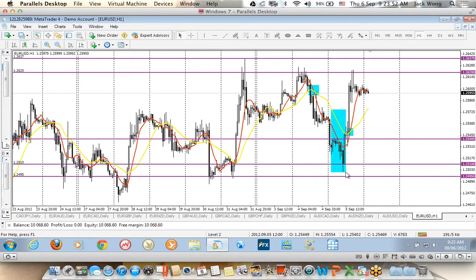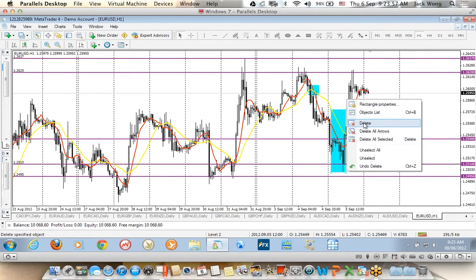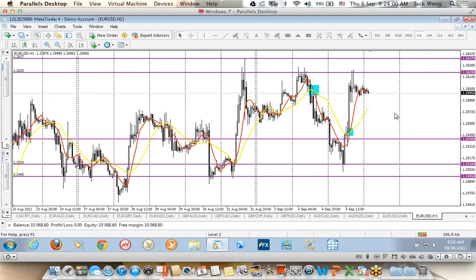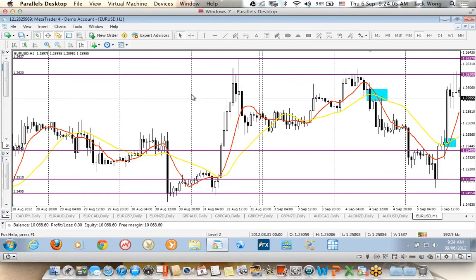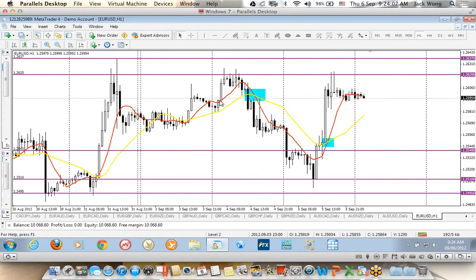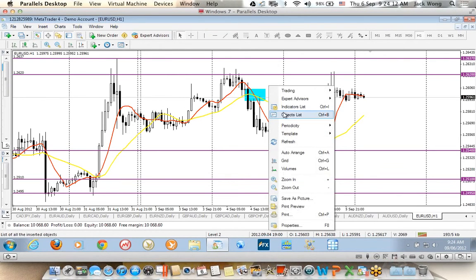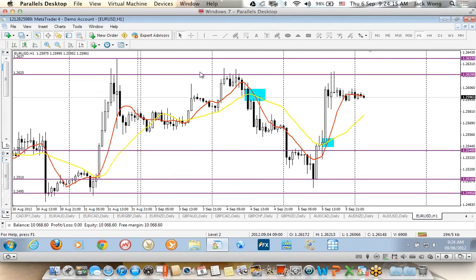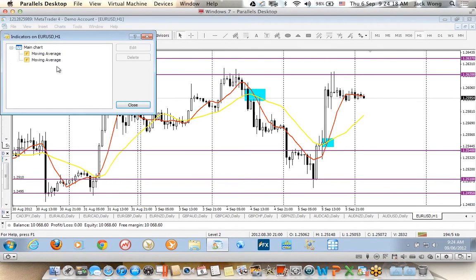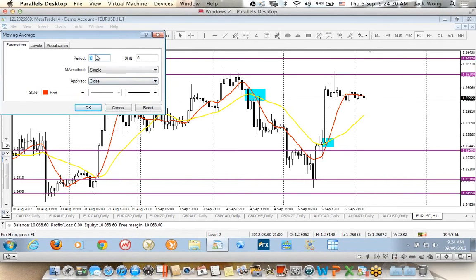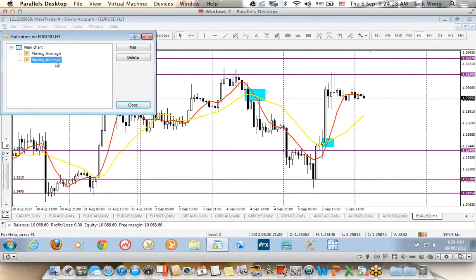It's very interesting to note that if I were to look at the way to trade this chart simply based on, let's say, the moving average crossover, what I can show you here is that I have got two moving averages, the red one and the yellow one. If I turn on my indicator chart, you can see that my red is an 8 period simple moving average, and the other one, which is the yellow, is 21.